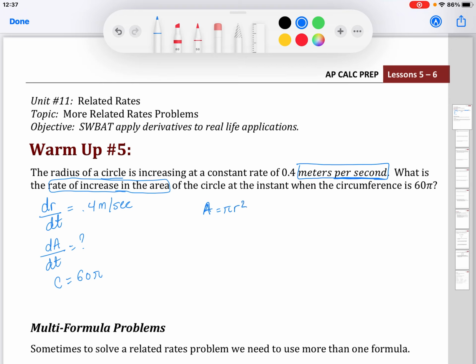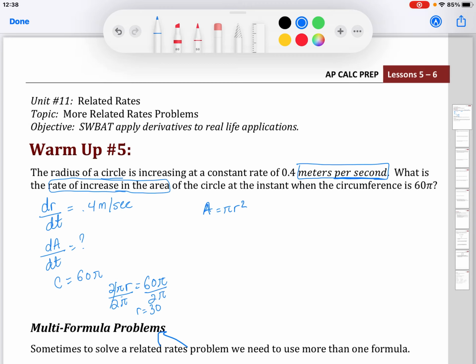I need my r. I don't know my r, but I know my circumference. I also know my circumference formula: 2 pi r is equal to 60 pi. If I solve for r, I'm going to divide by 2 pi on both sides. I get r is equal to 30. So I know my r is 30. I know my dr/dt, so can I not find my dA/dt?